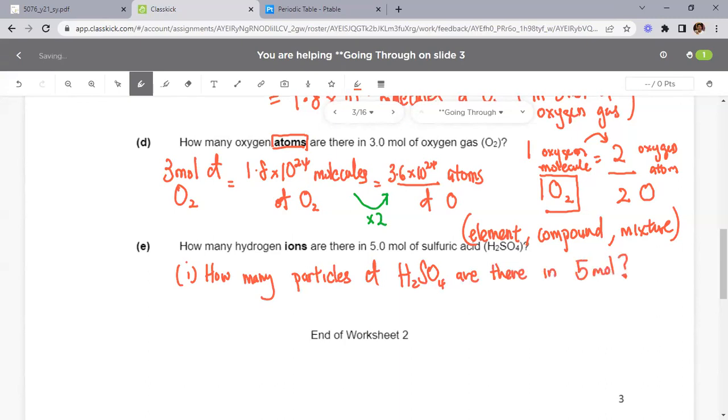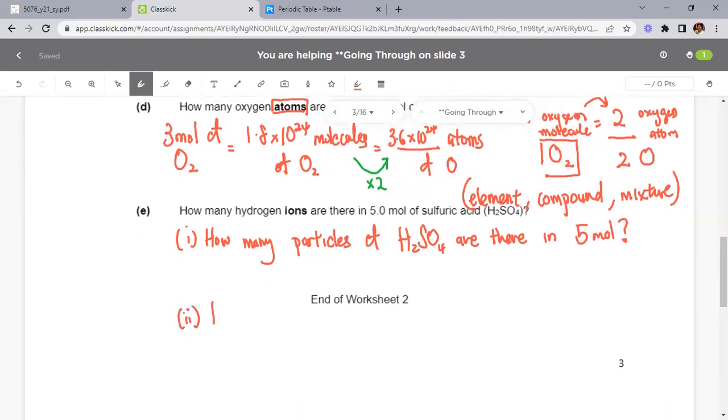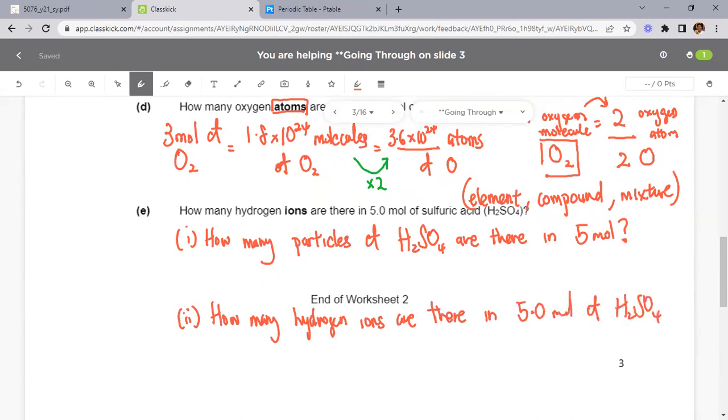So first is to find how many H2SO4 are there. Particles may not be the best word to use, but how many H2SO4 are there in 5 mole? That's part 1. Only when you're done with part 1, you know how many H2SO4 are there. Then I want you to go and try part 2, which is how many hydrogen ions are there in 5 mole of H2SO4. So I've broken it down for you already.